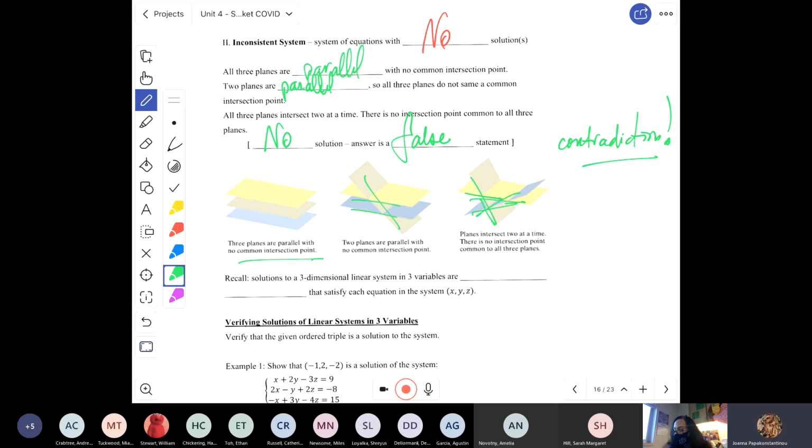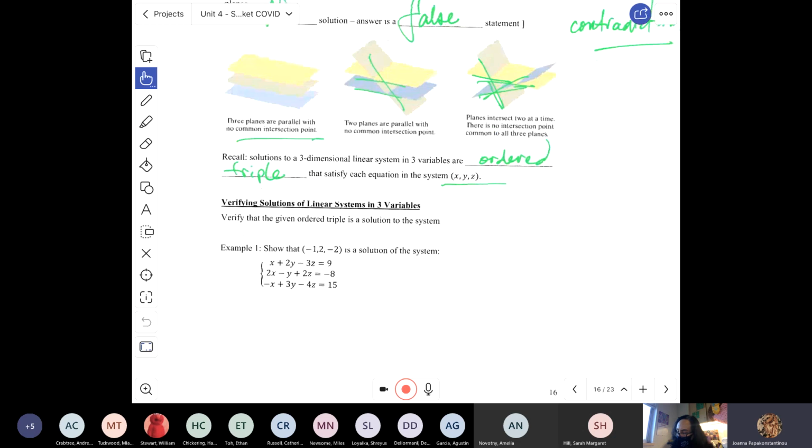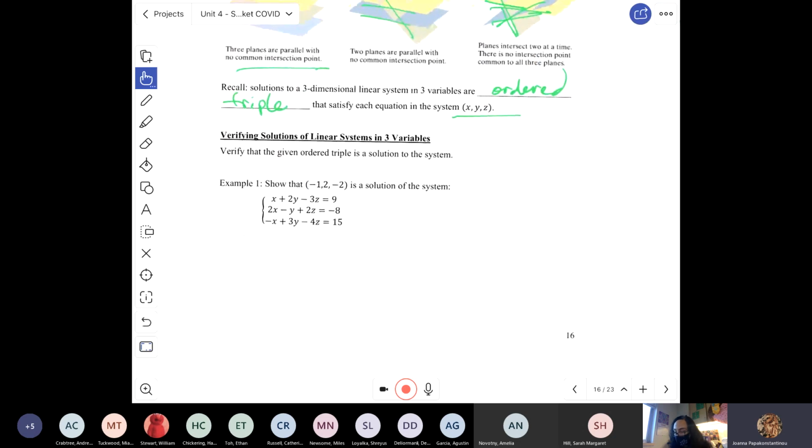So again, the solution to a three-dimensional linear system in three variables is an ordered triple, if it's unique, that satisfies each of the equations. You should be able to substitute that ordered triple into every single one of the equations in that system, and it has to make a true statement. It has to make an identity. So I may give you a system, and I say verify or determine if the ordered triple I have given you, meaning an X, a Y, and a Z value, is a solution.